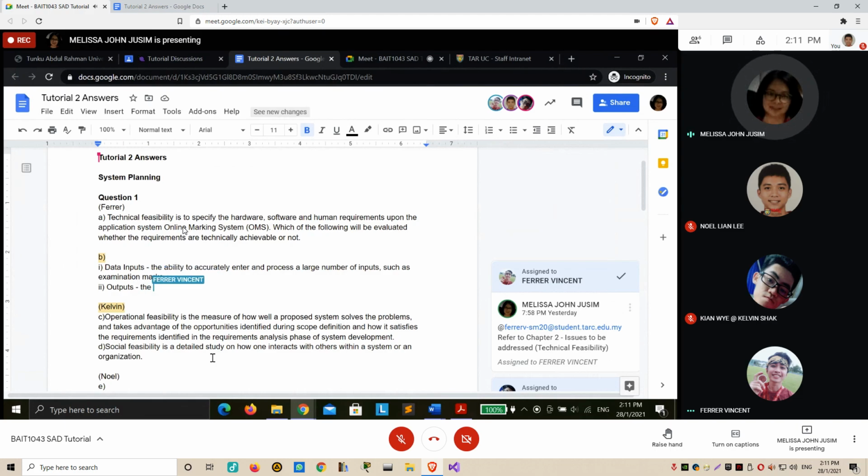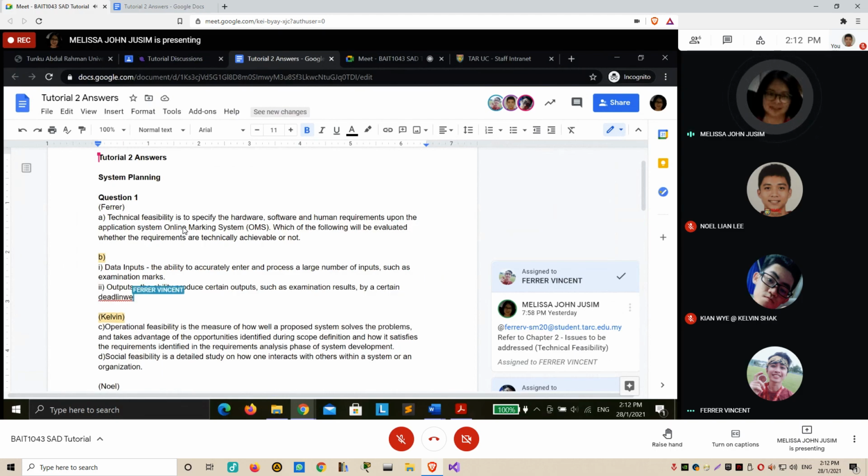Yeah, very good. For data inputs, in terms of technical feasibility, we need to look at whether we are capable of entering a large number of inputs. Here we're talking about the exam marks. If I check the scenario, one time examination, they get around 300,000 students in these 80 different countries, 500 centers. So imagine needing to enter the marks for 300 students, a large number of inputs.